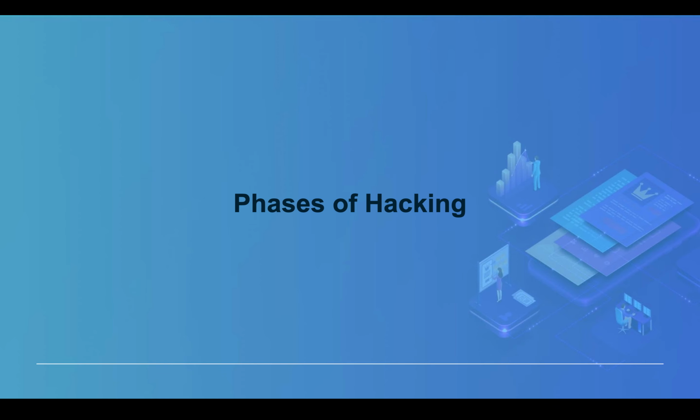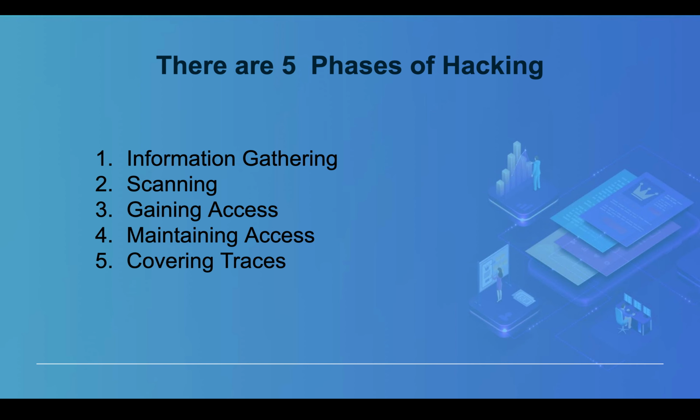Same way, we pen testers perform certain phases of hacking. Now these phases of hacking are quite essential for each and every attack. Whether it be a small hack or a large scale attack, we are supposed to follow certain steps, and those steps are categorized as phases of hacking. So there are five different phases of hacking, namely information gathering, scanning, gaining access, maintaining access, and covering traces.